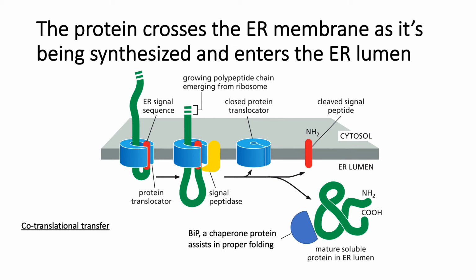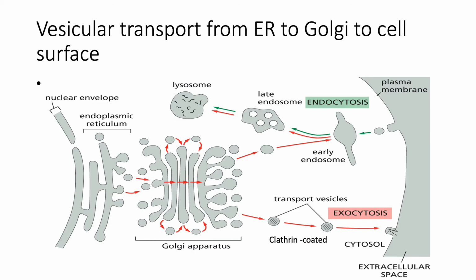Okay, so that is co-translational transfer. That's how proteins get into the ER. Now these are proteins that can stay in the ER, like the BIP protein, for example, or they go through that pathway that we talked about, which would be the Golgi, and then ultimately secretion. So let's look at that pathway. What we're interested in is the secretion portion.